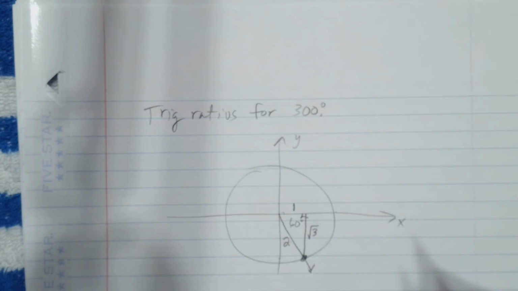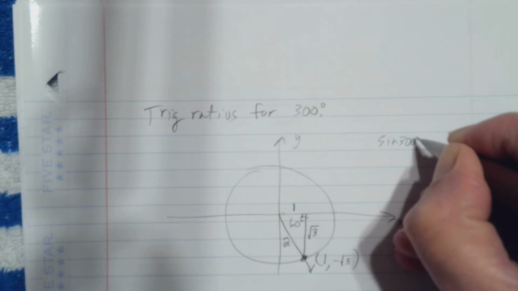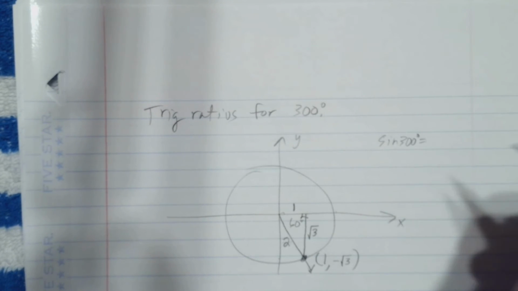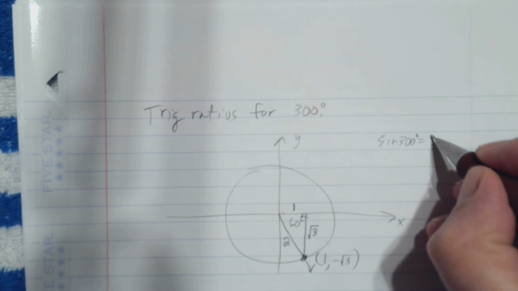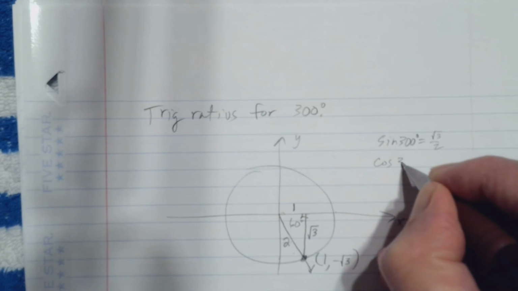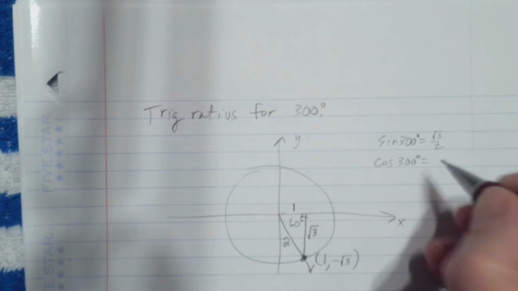And so this point, let's see, notice x would be a positive 1, and y, since we're going down, would be negative square root of 3. And so when we find our 6 ratios, for the sine of 300 degrees, it would be y over r, or that would be negative square root of 3 over 2. The cosine of 300 degrees would be x over r, which is 1 over 2, or 1/2.